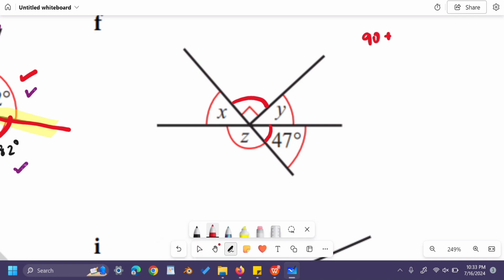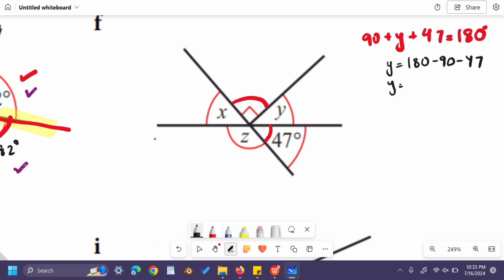90 plus y plus 47 is going to be 180 degrees, right? So if 90 plus y plus 47 is equal to 180 degrees, that means 180 minus 90 minus 47 will be the answer. So 180 minus 90 is 90. 90 minus 47 is, let me calculate. Okay, it is 43 degrees. Alright, so we can just mark it 43 degrees. This is 90 degrees. Writing it just in case.